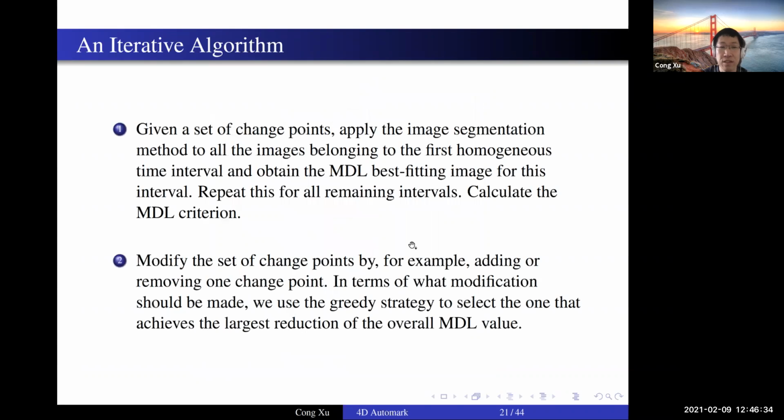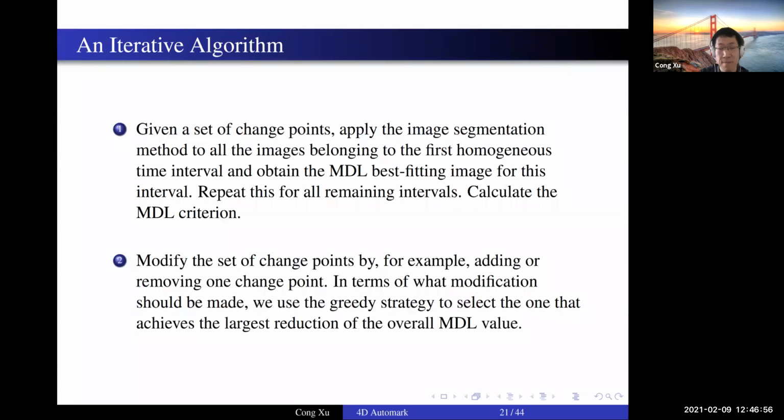Okay, so in detail, given the set of change points, we calculate the MDL criterion, and we modify the set of change points, for example by adding or removing one of them. And we update this set of change points and get a new MDL for this new model.